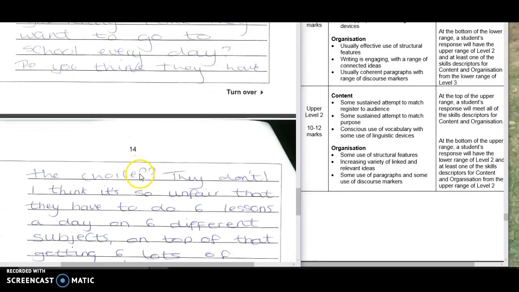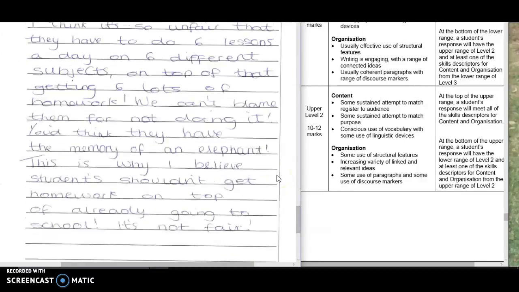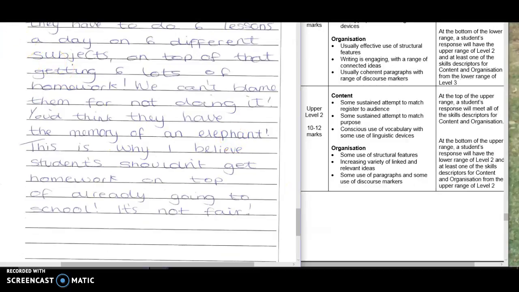Again, we've got rhetorical questions, very short sentence here, they don't, good exclamatory sentence. And I like this use of a metaphor here, comparing them to an elephant, which I think is really good. And I like the way they end it, again reiterating why they shouldn't get homework, and a very good concluding statement here, it's not fair, a good exclamatory sentence again, and a short strong sentence, so well done. I really like this piece of writing, Robyn, you've done very well.